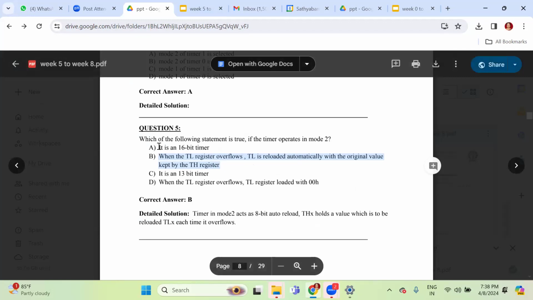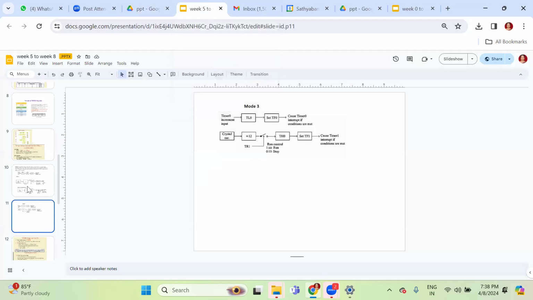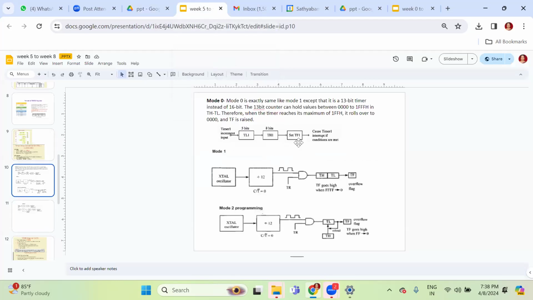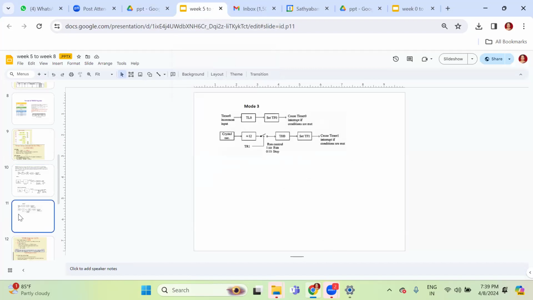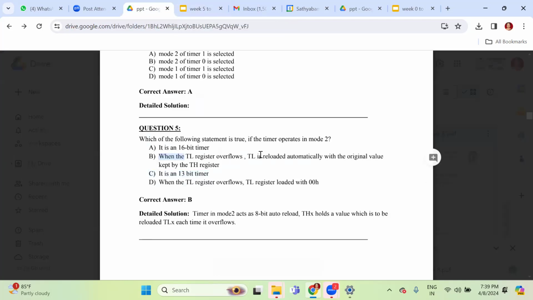Which mode is the 16-bit timer? Can you tell me which mode the 13-bit timer works for? Mode 0. The 16-bit timer will work for what? Mode 1. Then you all have seen that the auto-reload mode will work for what? Mode 2. And mode 3 is also an 8-bit timer, but it runs depending upon the interrupt condition. Do you all understand? If you get the word reload, it always represents what?